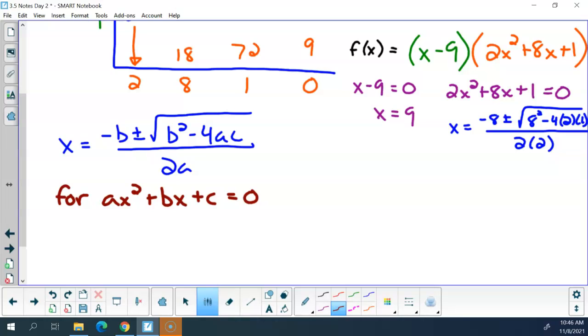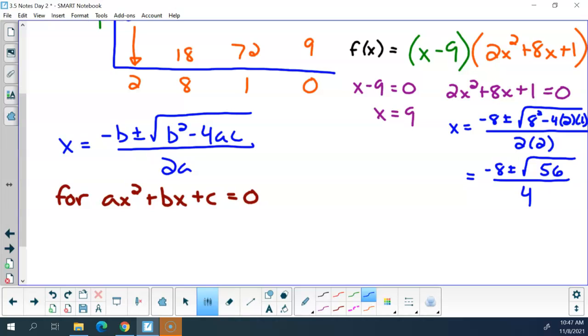When you have a quadratic written in standard form, the coefficient of the squared term is A. The coefficient of the linear term is B. The constant is C. 8 squared is 64. 4 times 2 times 1 is 8. So 64 minus 8 is 56. So you've got -8 plus or minus the square root of 56 all over 4.